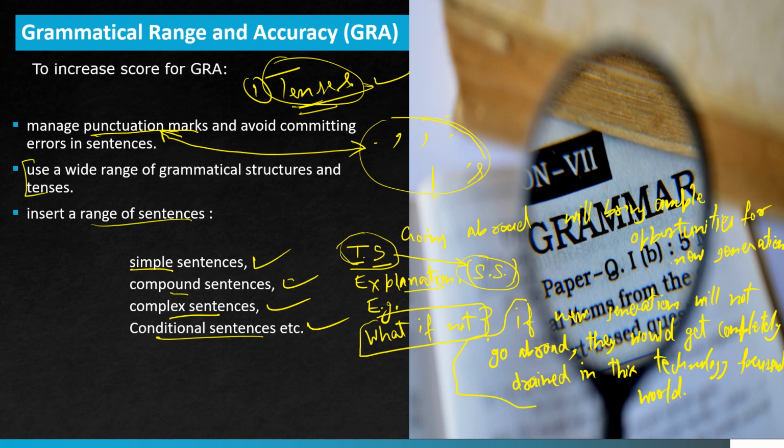For the conditional sentences, you can visit my other video on conditional sentences. I'll provide the link below. There are four types of conditional sentences: first conditional, second conditional, third conditional, and the fourth conditional. Mostly we are going to use the third conditional in IELTS writing.